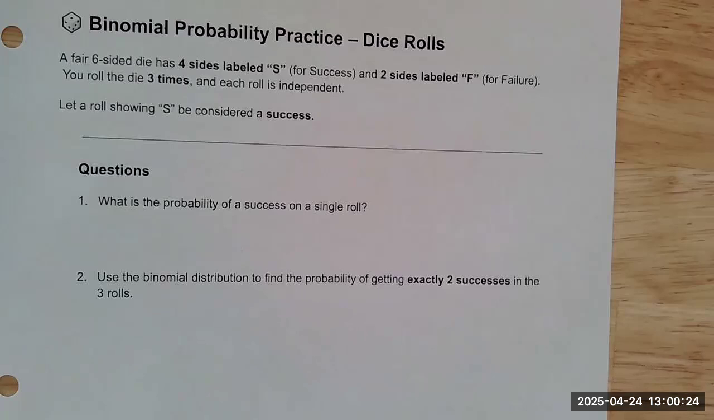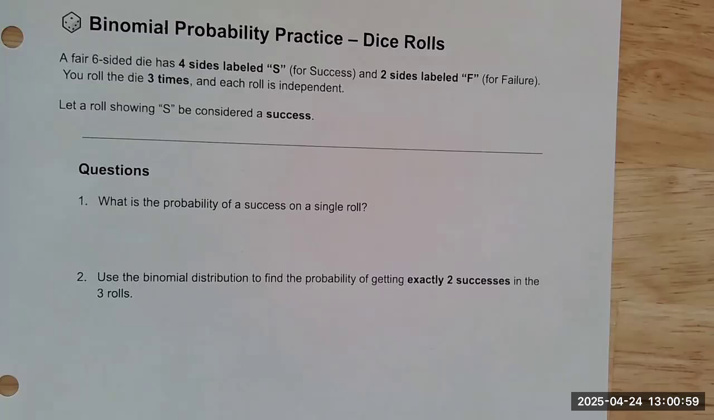Okay, you're gonna roll that die 3 times, and each roll is independent. Independent means what I got on the last roll has nothing to do with what I'm gonna get on the next roll. It's a fair die. Getting one result the first time doesn't change what's gonna happen the second time. Every time I roll it, equally likely to get any of the results that I was on the first try. Let a roll showing S be considered a success. What is the probability of getting a success on a single roll?